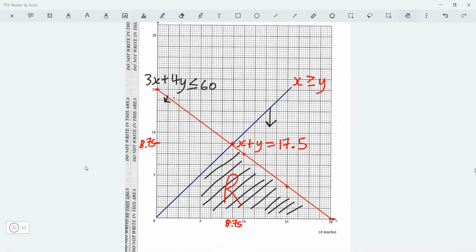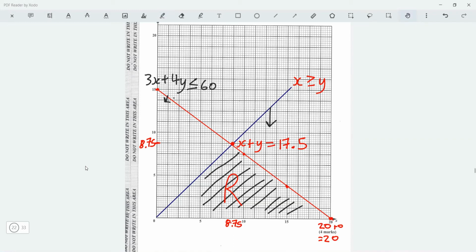At this point, remember, this is also a common region. This is also a common region. If this is the point right here, when x is 20, look at this. When x is 20 and the y value is 0, then 20 plus 0 is 20. So this point is already bigger.